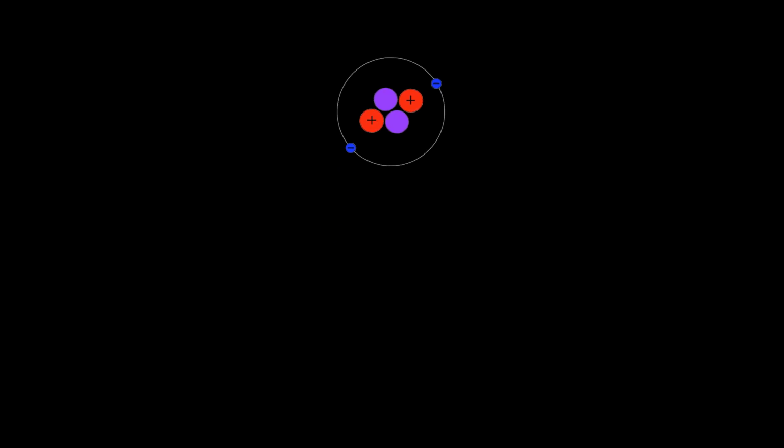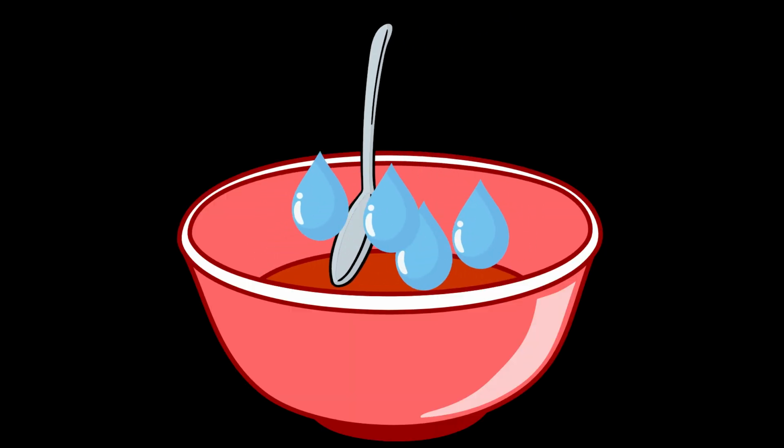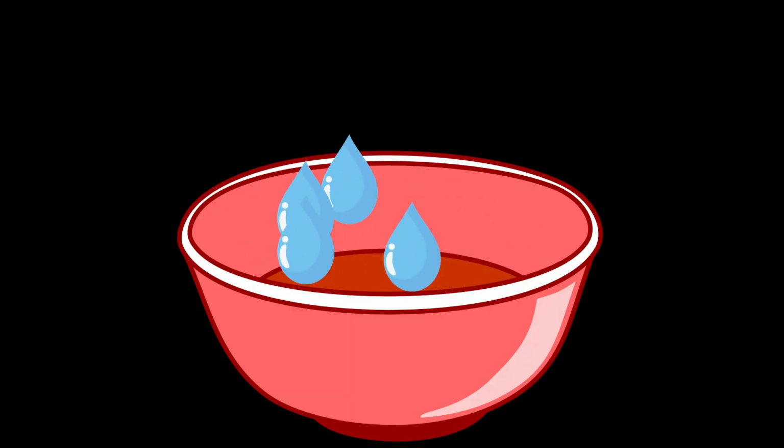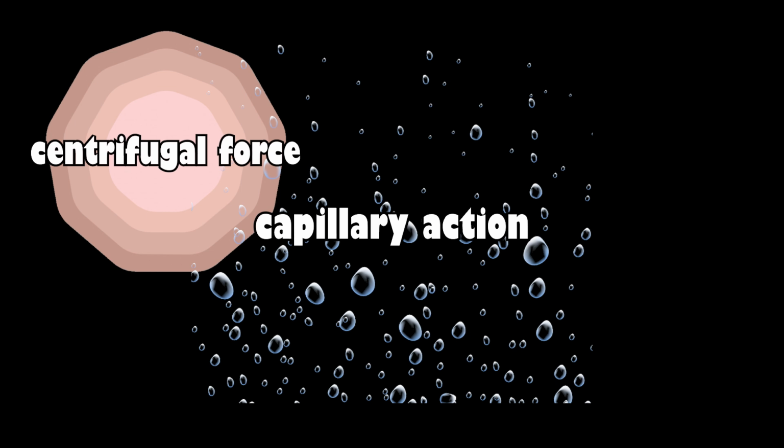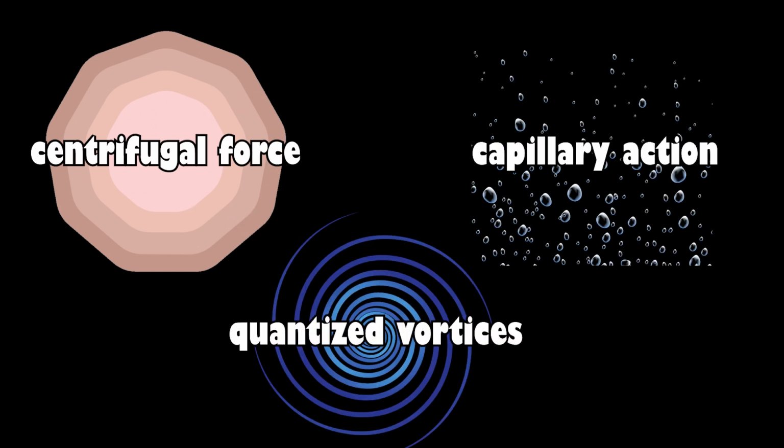But when helium-4 is in its superfluid state, it will climb up the walls of its container and even leak through solid materials like glass. If you were to stir a cup filled with helium-4 in that special state, it will slowly start to flow upwards, seemingly defying gravity. What really happens is that centrifugal force, capillary action, and quantized vortices work together.